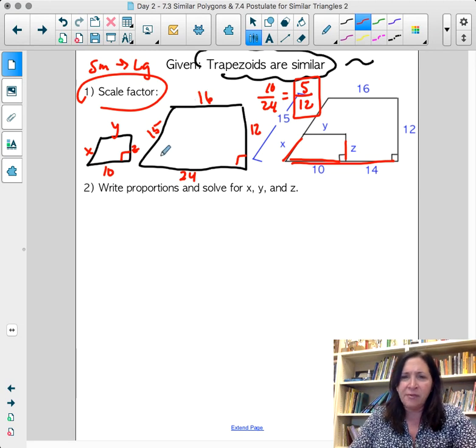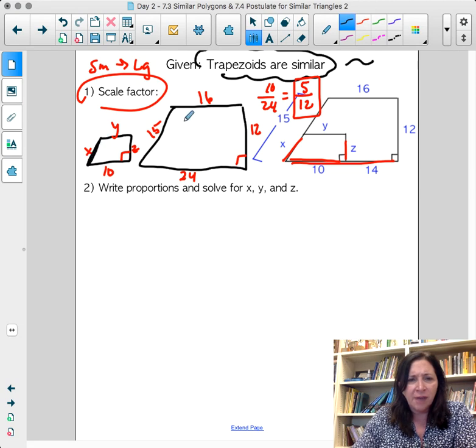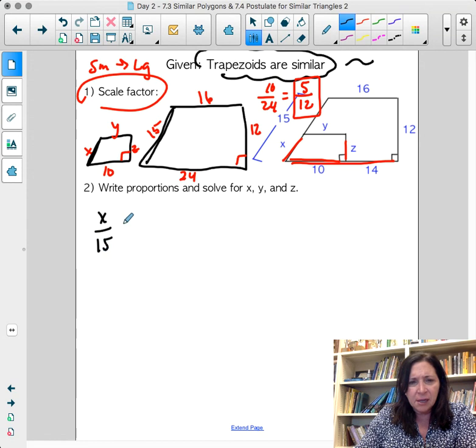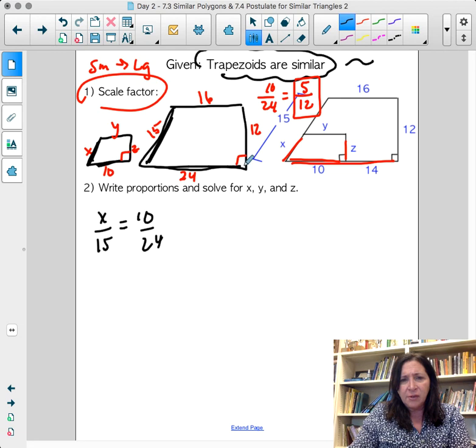And otherwise, if you're not told, then it could very well be 12 over 5. So we need to find x, y, and z. So let's find x first. You're going to go left side is to left side. So x is to 15, and now multiply by your scale factor. You don't have to. You can say as 10 is to 24. So meaning I can go x is to 15 as 10 is to 24.